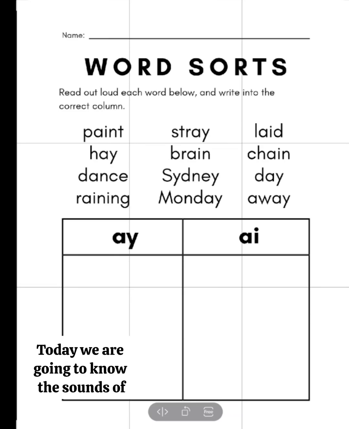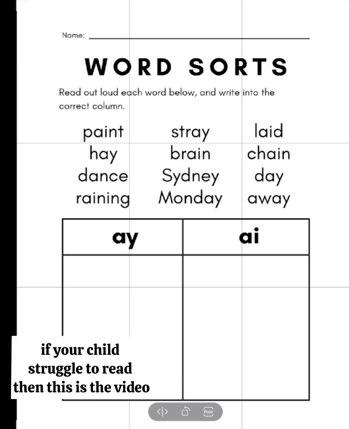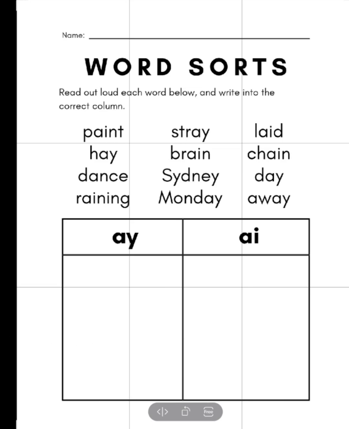Today we are going to learn the sounds of AY and AI. Both are sounding as the alphabet A, long A, okay? Alphabet A means long A. So if your child struggles to read, then this is the video, okay?